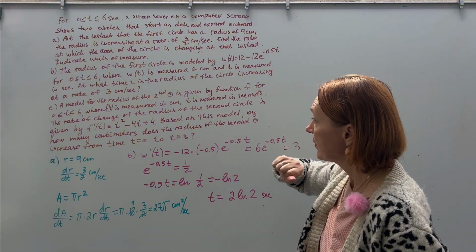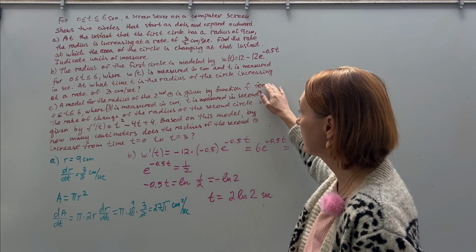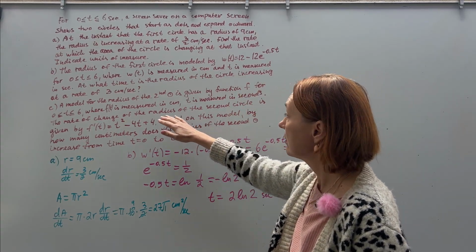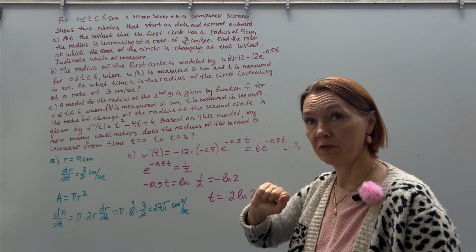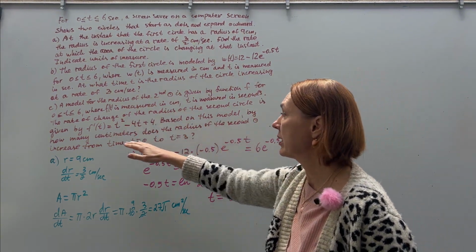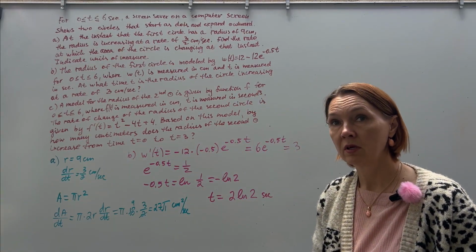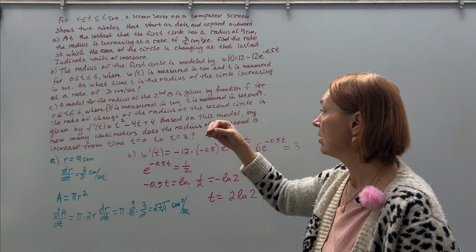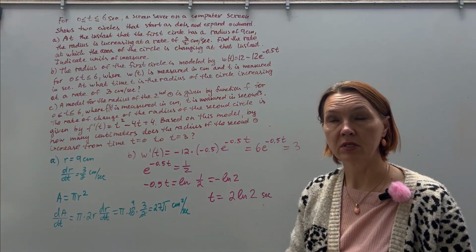In part C, we are given that the model for the radius of the second circle is given by some function. Function measured in centimeters, t is measured in seconds. The rate of change of the radius is given to us. And the question says, based on this model, by how many centimeters does the radius of the second circle increase? So how does the radius change? We have the rate of change of the radius. And now we need to say something about the radius.